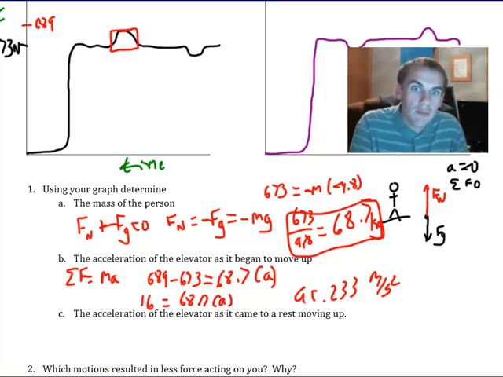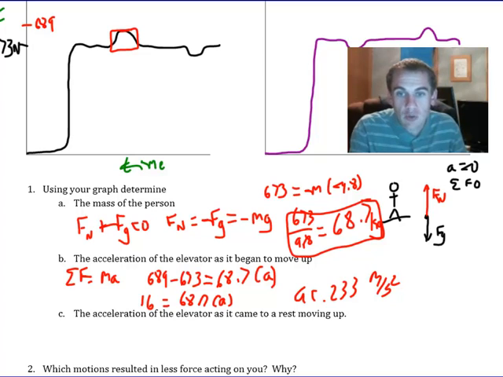Okay? That's not a very big acceleration, but we don't expect it to be. We can feel it, but it's not like we're skyrocketing to the top of this thing. Then we're supposed to repeat the process for the elevator as it comes to a rest moving up. So then I'm going to look at this section of my graph.